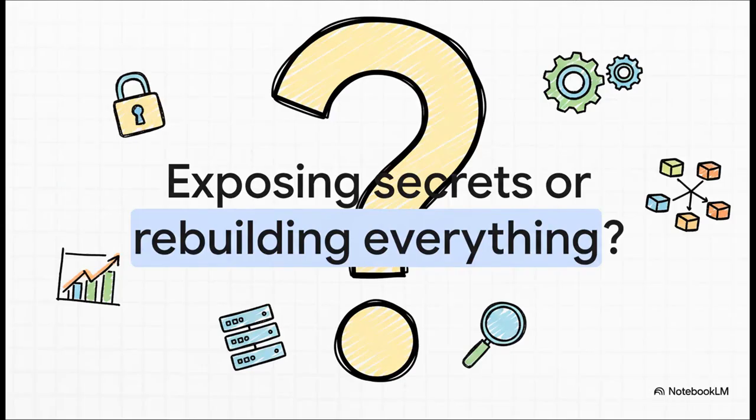So, does this hit a little too close to home? You find secrets just sitting there in plain text in a pipeline? Or maybe you have to rebuild a dozen microservices just because you changed one line of code in one of them. These things aren't just little annoyances. They're huge risks and they waste so much time. But don't sweat it, because there is a much, much better way to handle all of this.